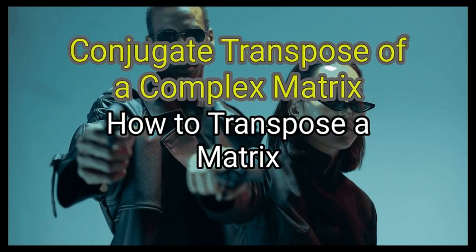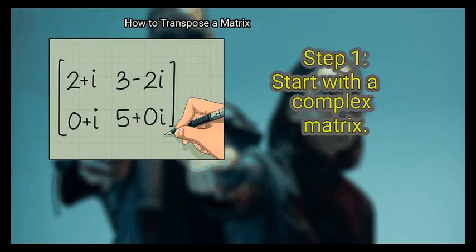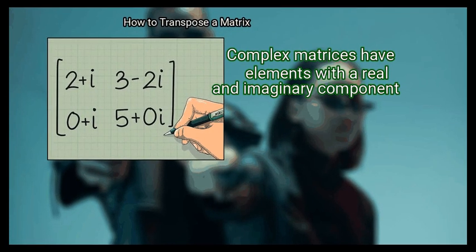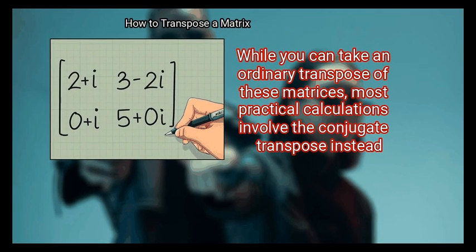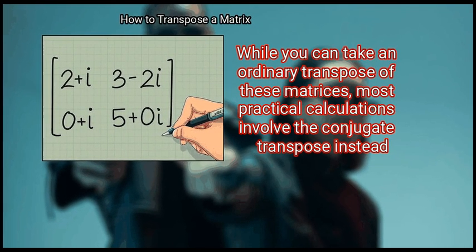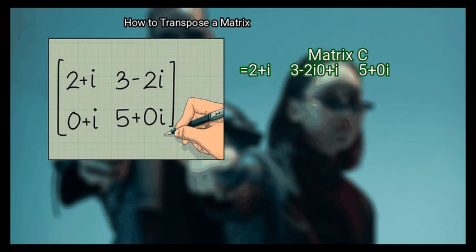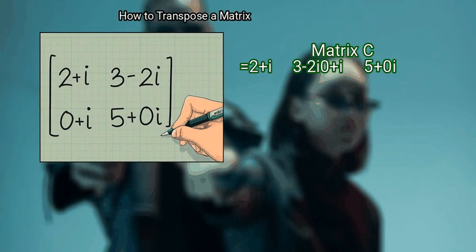Method 3. Conjugate transpose of a complex matrix. First, start with a complex matrix. Complex matrices have elements with a real and imaginary component. While you can take an ordinary transpose of these matrices, most practical calculations involve the conjugate transpose instead. Matrix C equals 2+i3, 2i0, i5, 0+i.